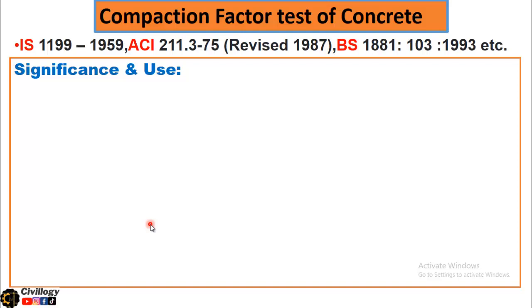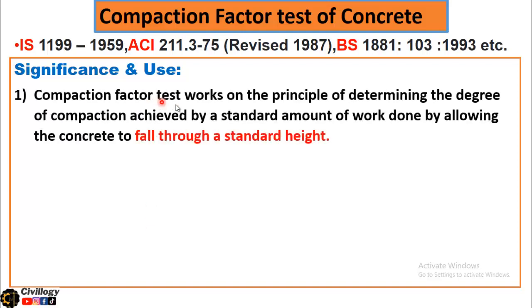First of all, what is the significance and use of this test? The compaction factor test works on the principle of determining the degree of compaction achieved by a standard amount of work done, by allowing the concrete to fall through a standard height. This is the basic principle of this test: to allow the concrete to fall through a standard height to get compaction on its own weight.